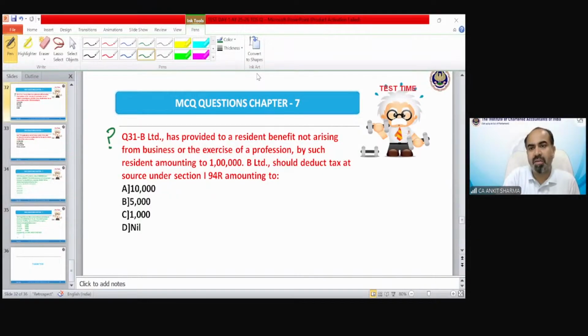Harshada is asking, is this an aggregate or not, sir, in case of 194? If the payer is the same, it is an aggregate. Of course, it is an aggregate if the payer is the same. Okay.